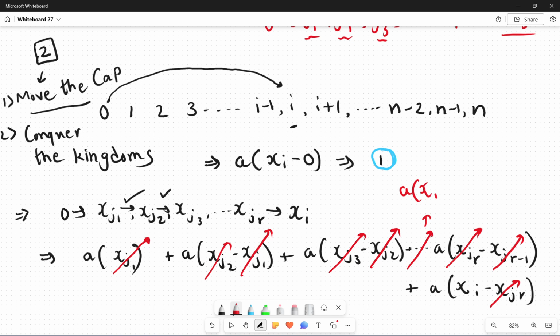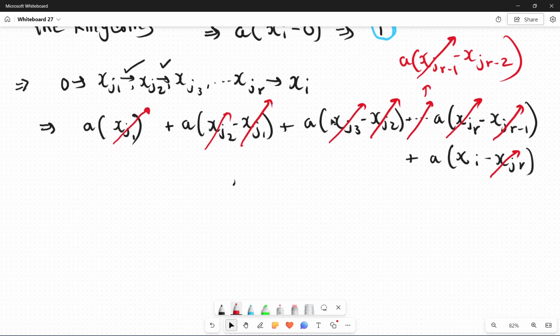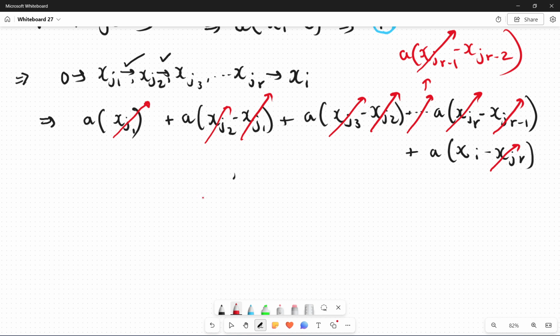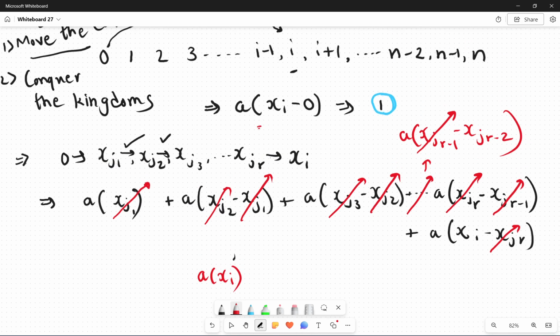Element will be there, right? xjr minus 1 minus xjr minus 2, right? So this will vanish. Okay, this will neutralize this thing. So finally what you are left with is basically a into xi. Is this the same in the first case? Yes, it is basically a into xi.